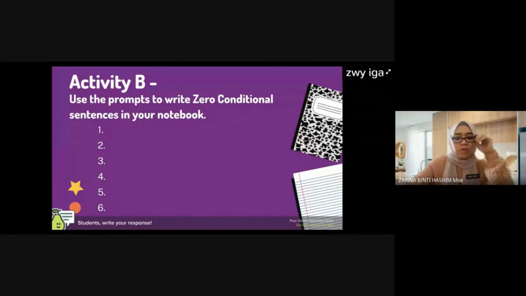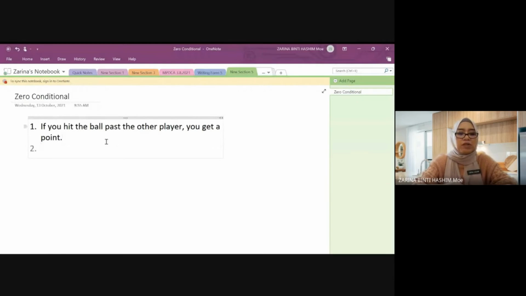Number two, let's say you want to start with when. When you boil water, it evaporates. Remember, it must have the s: it evaporates. I'll show you one example first. Example for number one, just now: if you hit the ball past the other player, you get a point. You don't write will because this is zero conditional. We are talking about zero conditional now.